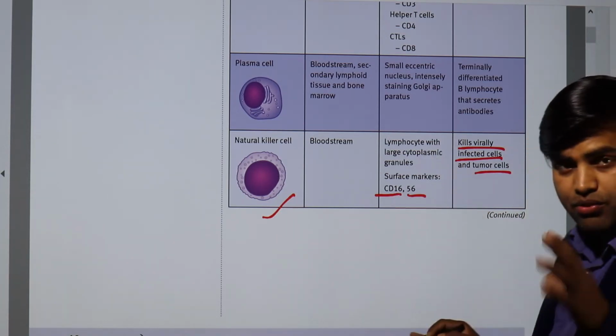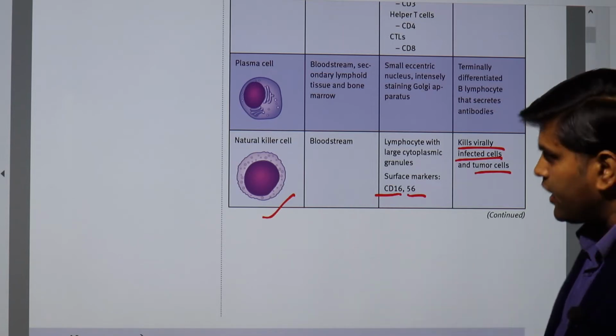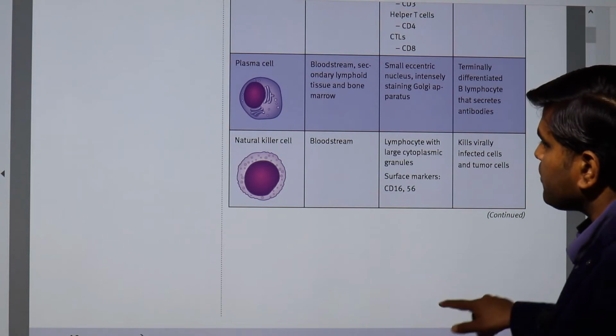They came from the lymphoid progenitor cell, but they are not part of the adaptive immunity. They are part of the innate immunity. So this is also very much important.